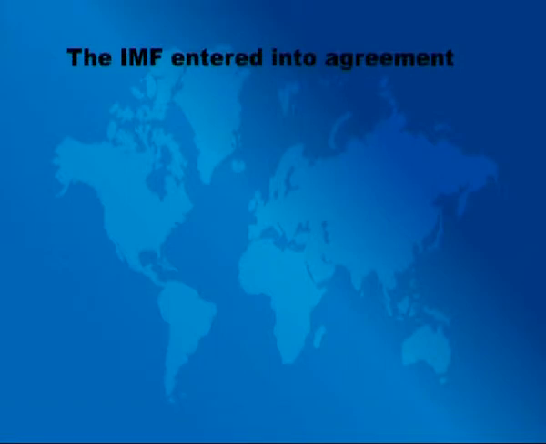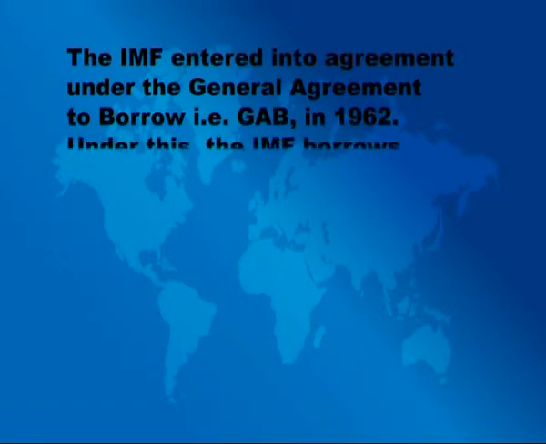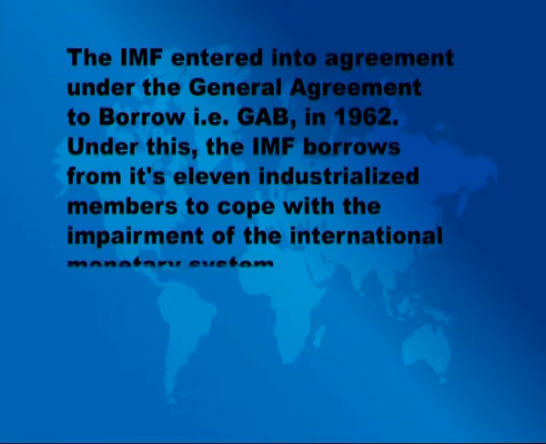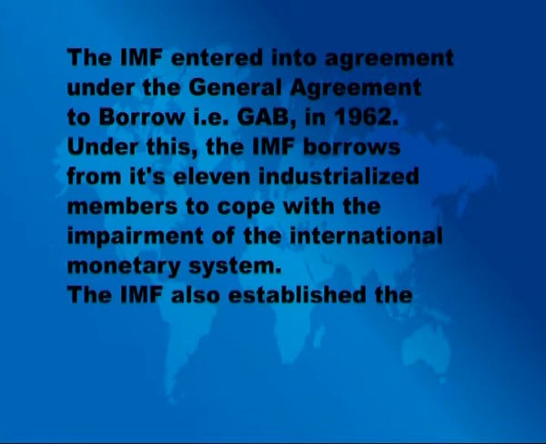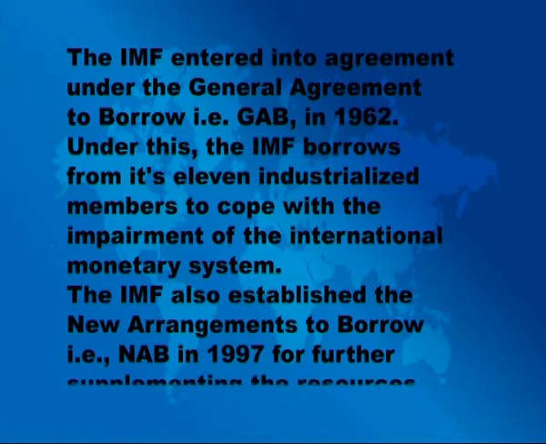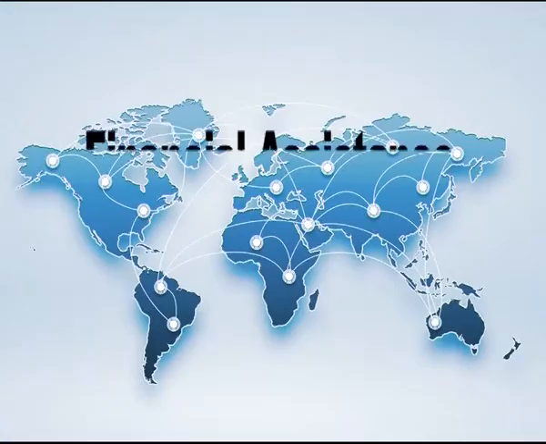The IMF entered into an agreement under the General Agreement to Borrow, that is GAB, in 1962, and under this the IMF borrows from 11 industrialized members to cope with the impairment of the international monetary system. The IMF also established the New Arrangements to Borrow, that is NAB, in 1997 for further supplementing the resources.